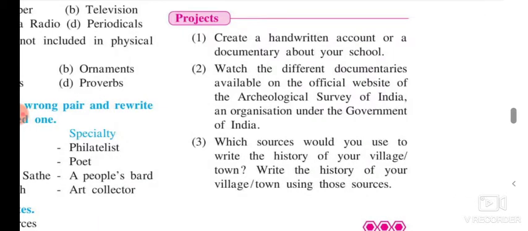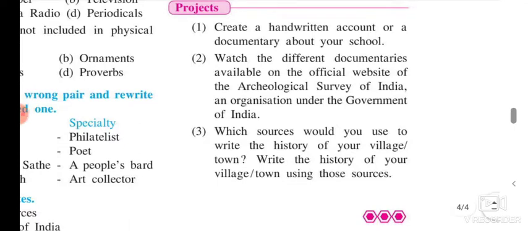First one, create a handwritten account of the documentary about your school. Second one, watch the different documentaries available on the official website of the Archaeological Survey of India, an organization under the Government of India. Third one, which sources would you use to write the history of your village or town? Write down the history of your village or town using those sources.